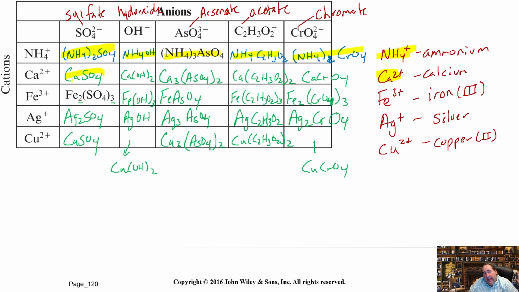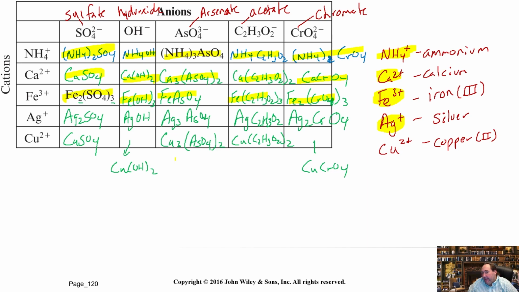That means that this would be calcium sulfate, calcium hydroxide, calcium arsenate, calcium acetate, calcium chromate. Here, as we have the Roman numeral, it is a type 2, so we do need the Roman numeral. This would be iron, Roman numeral 3, sulfate, iron, Roman numeral 3, hydroxide, iron, Roman numeral 3, arsenate, iron, Roman numeral 3, acetate, iron, Roman numeral 3, chromate.